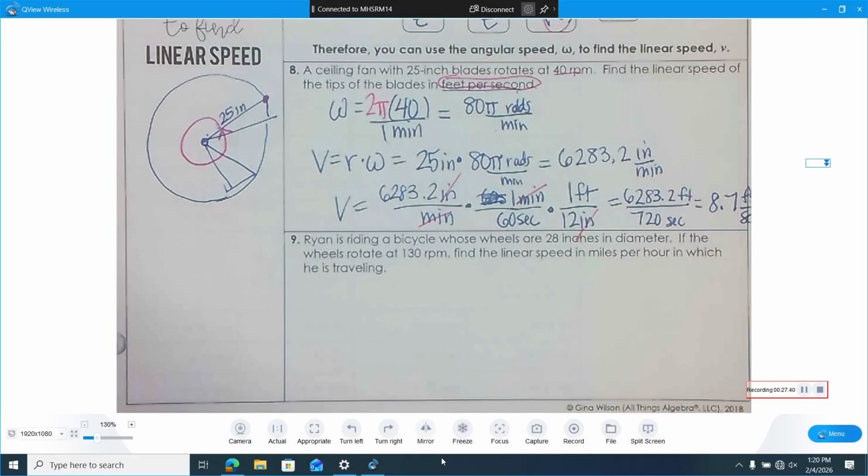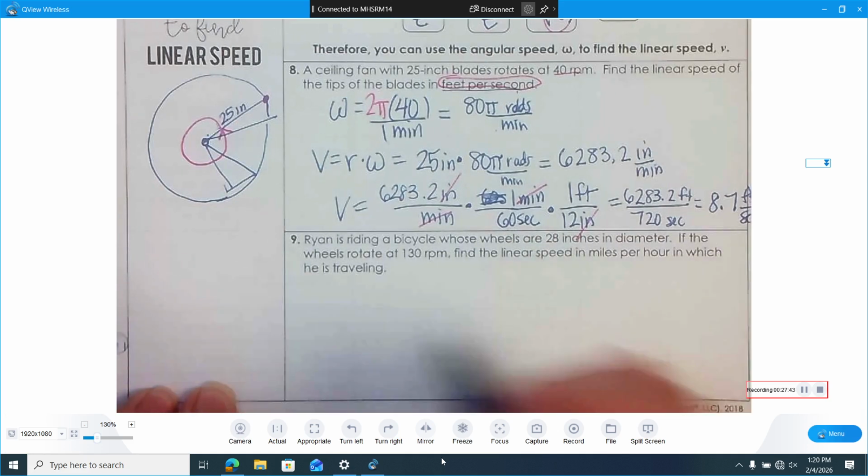All right. Ryan is riding a bicycle whose wheels are 28 inches in diameter.